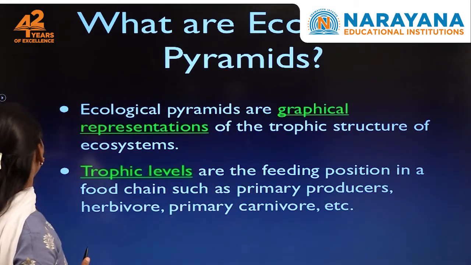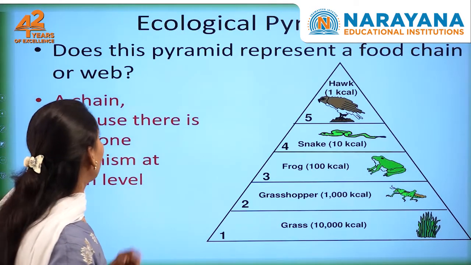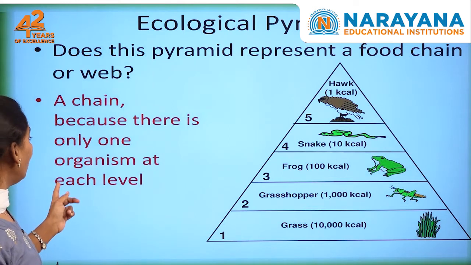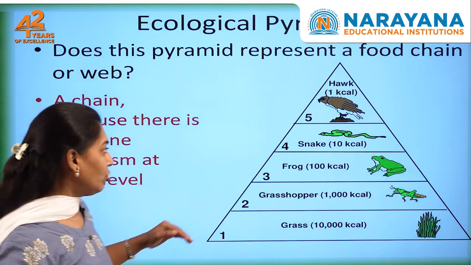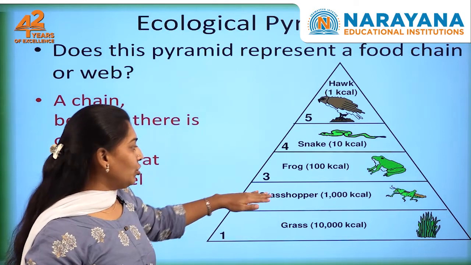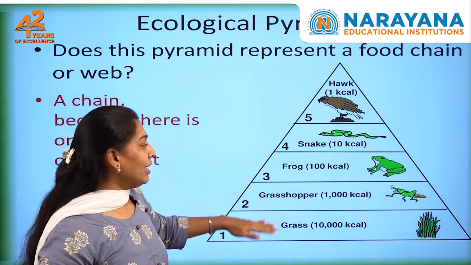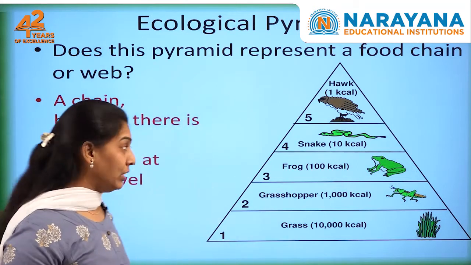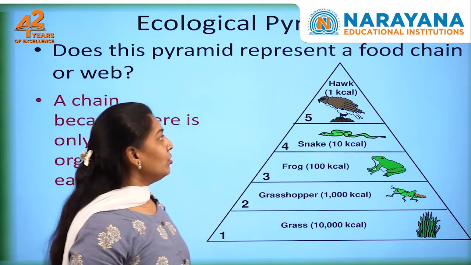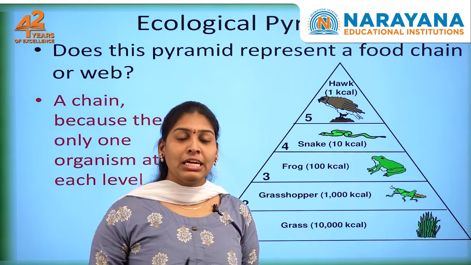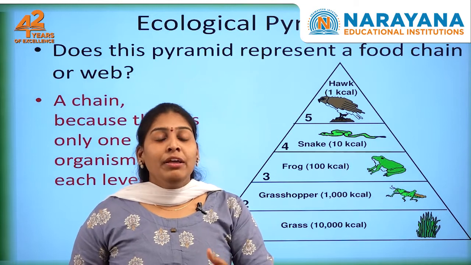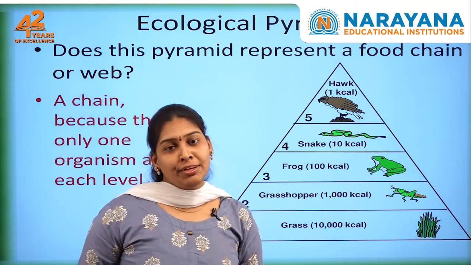So let's have a look at this ecological pyramid. Does this pyramid represent a food chain or a web? A chain, because there is only one organism at each trophic level. If you see the grass, grasshopper, frog, snake and the hawk, each trophic level shows the interdependency of an organism for its food. It is a food chain because only one organism depends upon the feeding mechanism. If there are a number of organisms, then we call it a food web.